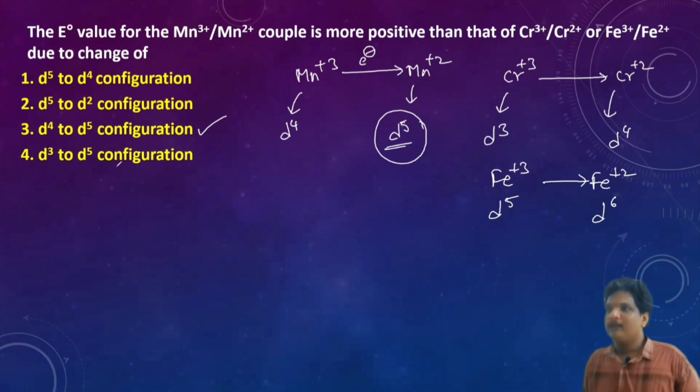Okay. So the correct option is option 3, that is d4 to d5 configuration.